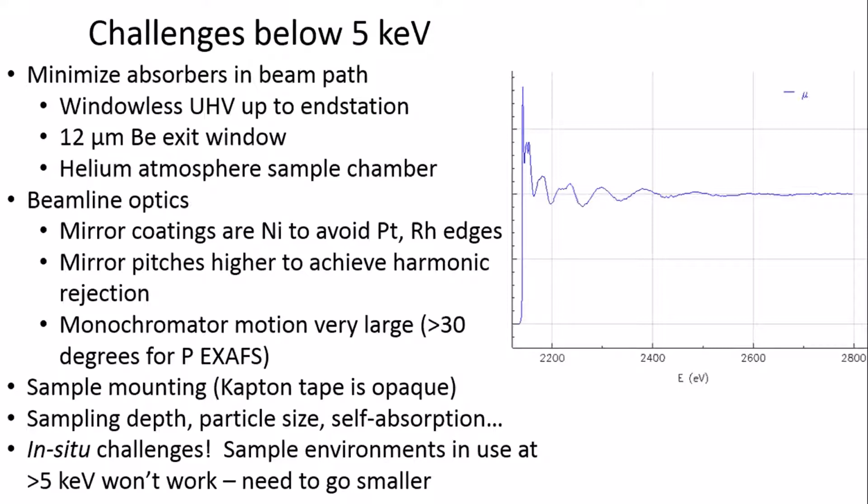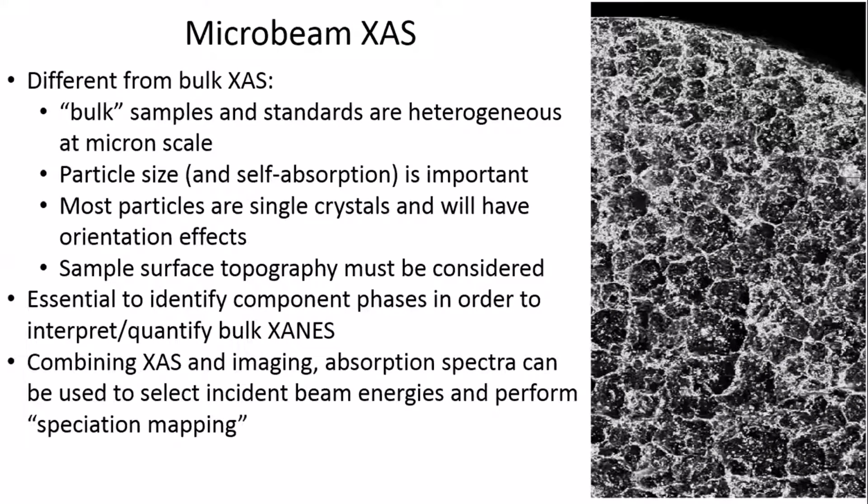Now, microbeam X-ray absorption spectroscopy is a world of its own as well. It's very different from bulk spectroscopy. Bulk samples and standards are very heterogeneous at the micron scale. The picture on the right is actually part of a pellet pressed calcium carbonate standard that would be typical for a bulk measurement, but you see that the distribution of calcium is very heterogeneous on the micron scale. And so where do you park the microbeam to get a representative analysis from that sample?